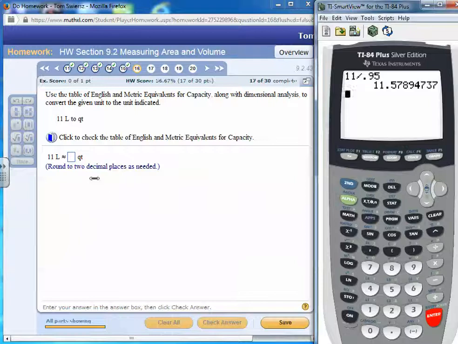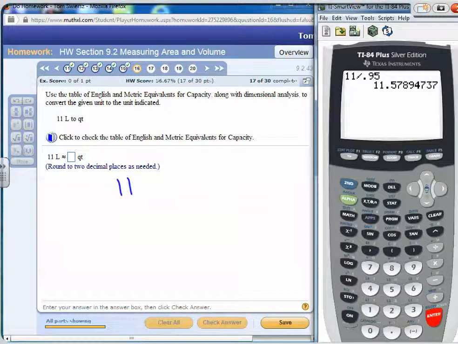Okay, rounded to 2 decimal places, 11.578. There's an 8 in the 3rd decimal, so we would round up to 11.58. All right, 11.58 quarts.